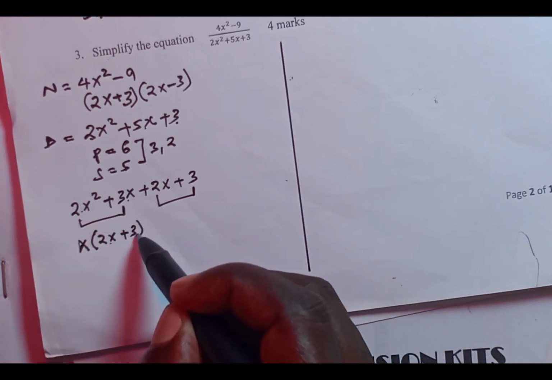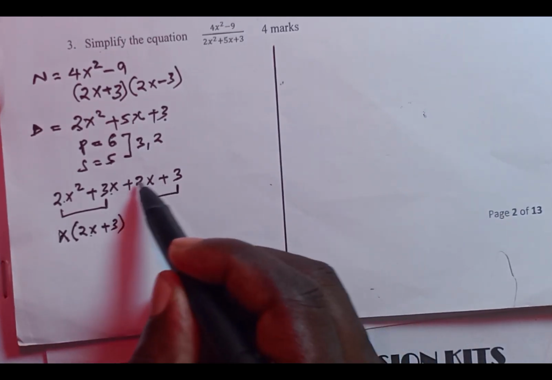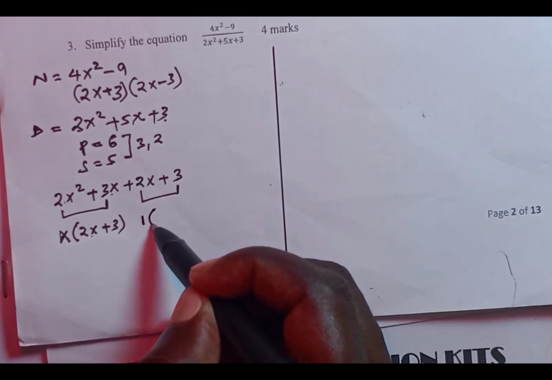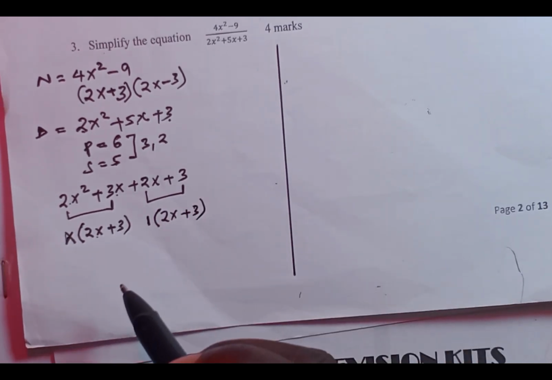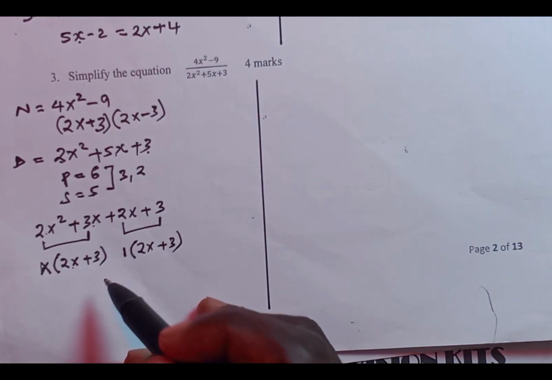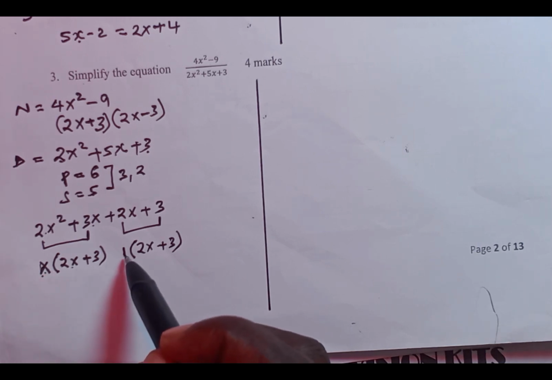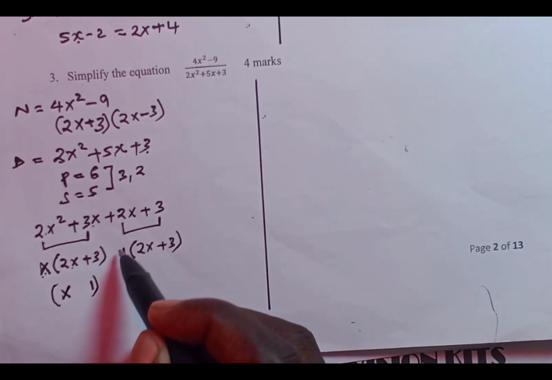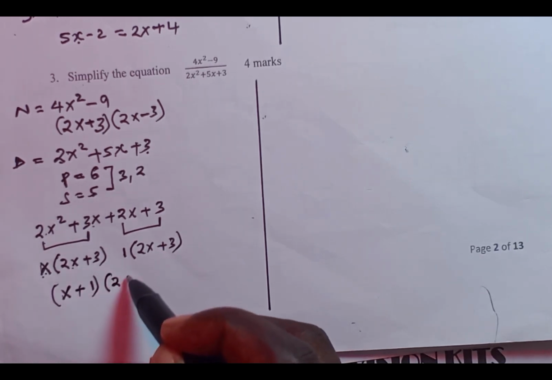Having gotten 2x plus 3, we move to this other pair. Then we look at what is common between the two. You realize 1 can divide 2x, it can also divide 3. Then we multiply by 2x plus 3. Having done that, we can now combine the two parts. Remember, x and 1 are outside, so we combine them. We have x and 1, but since 1 is positive, we connect it using a plus sign. The brackets are the same. We pick 1, and therefore we have x plus 1 times 2x plus 3.